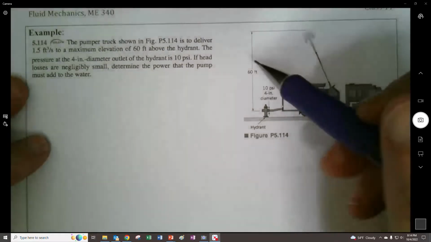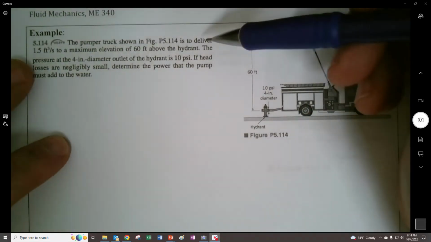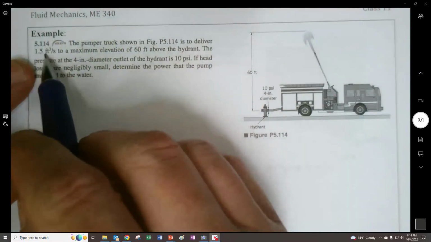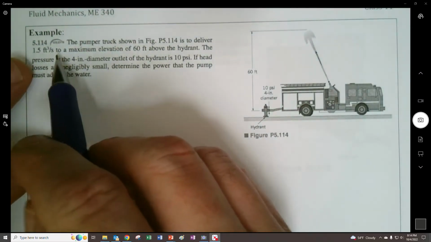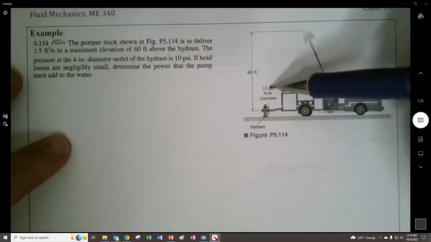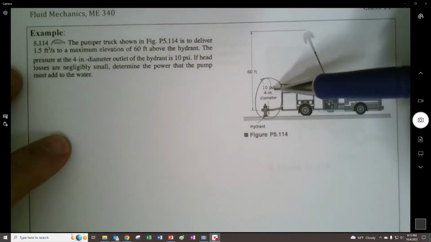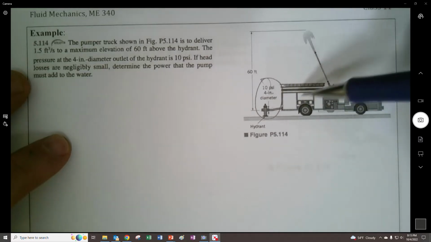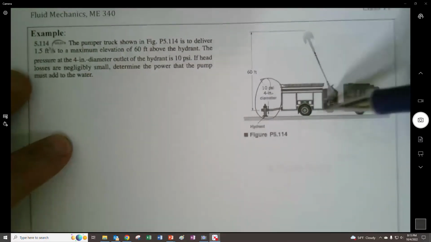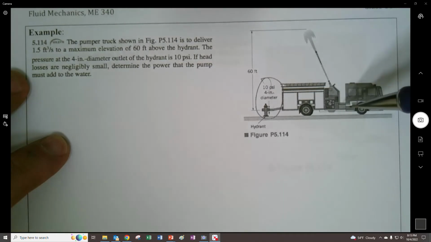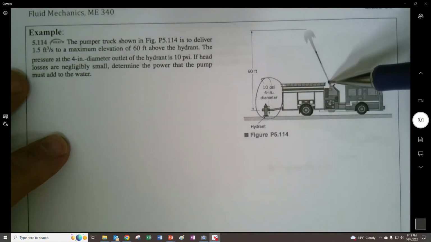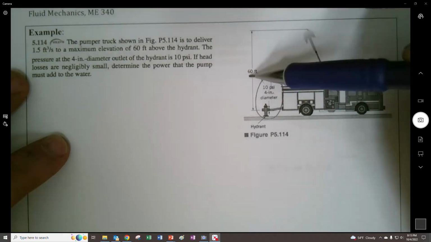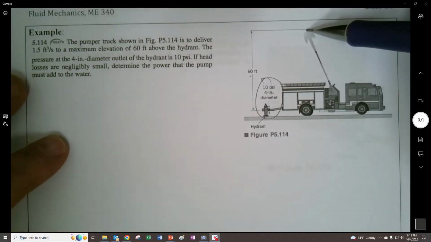this pumper truck, and it is delivering 1.5 cubic feet per second, taking its suction or its input from a fire hydrant that's at 10 psi through a 4-inch diameter hose, and it's going through a pump that's inside the fire truck and going out through a hose and shooting up, and it's going up as high as 60 feet.